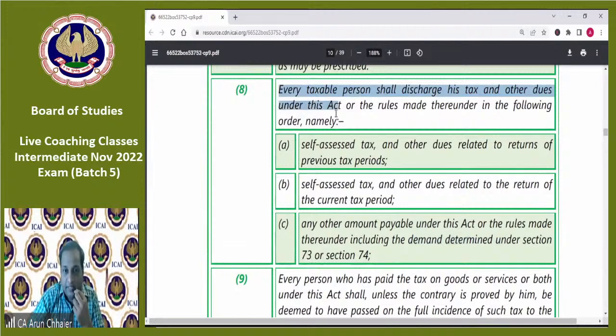Every taxable person shall discharge his tax liability and other dues under this Act or the rules made thereunder in the following order. So first, the self-assessed tax liability for the previous tax period, then the self-assessed tax liability for the current tax period, then any other amount payable including the demand under 73 or 74.